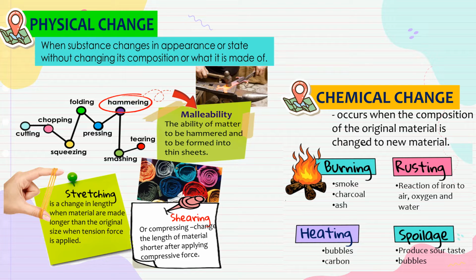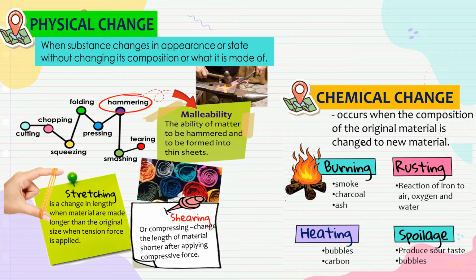Chemical change occurs when the composition of the original material is changed to a new material. There are some examples of chemical change. First, burning, which produces smoke, charcoal, or ash. These are the new materials formed. We also have rusting, which is a reaction of iron to air, oxygen, and water. We have heating, when there are bubbles and carbon. So there is a chemical change.